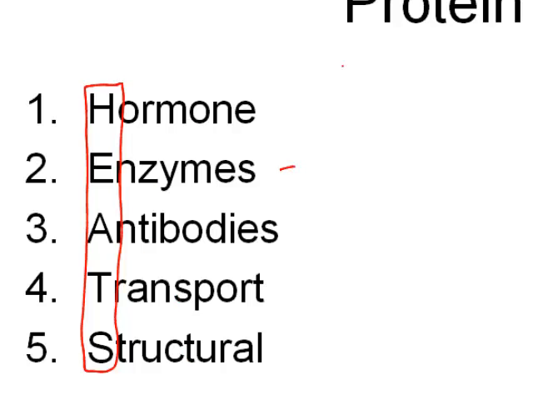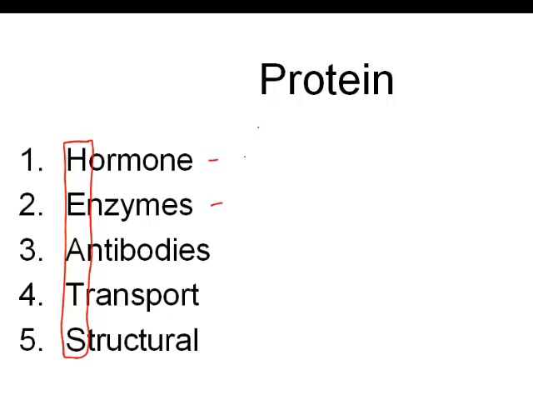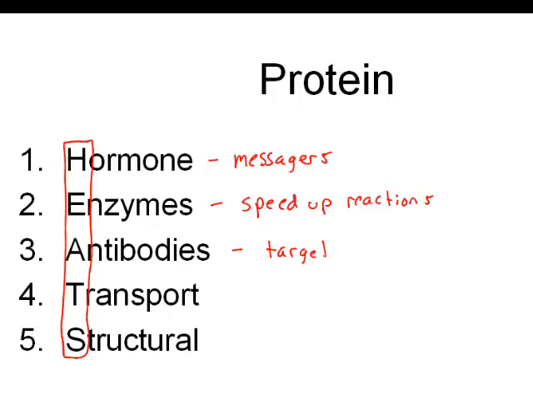So just as a quick thing, hormones are kind of messenger signals, and we'll be looking at these in more detail as we go on. Enzymes are going to help speed up reactions, and we'll be having a whole video on these next. Antibodies help to target infections, so foreign cells for destruction.